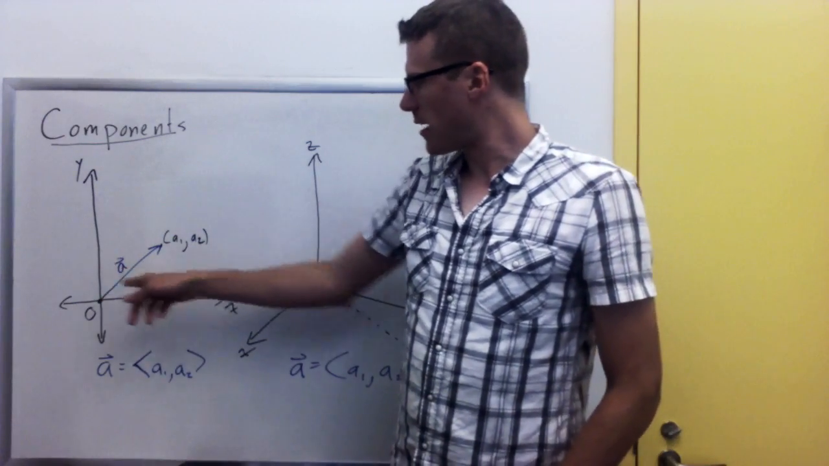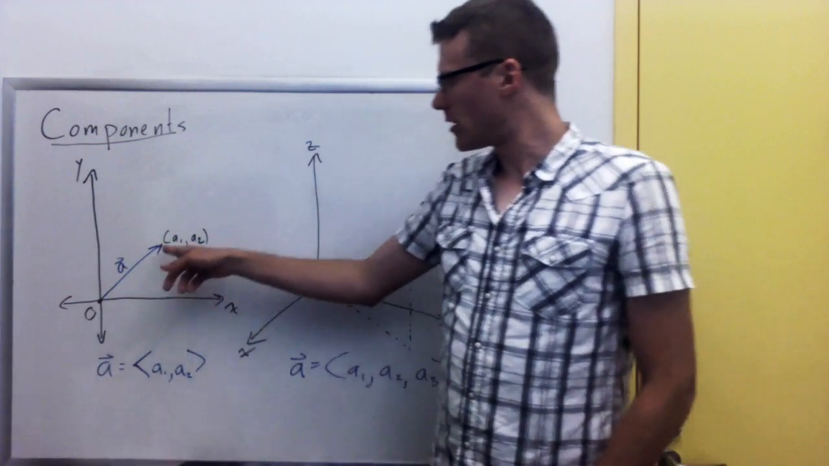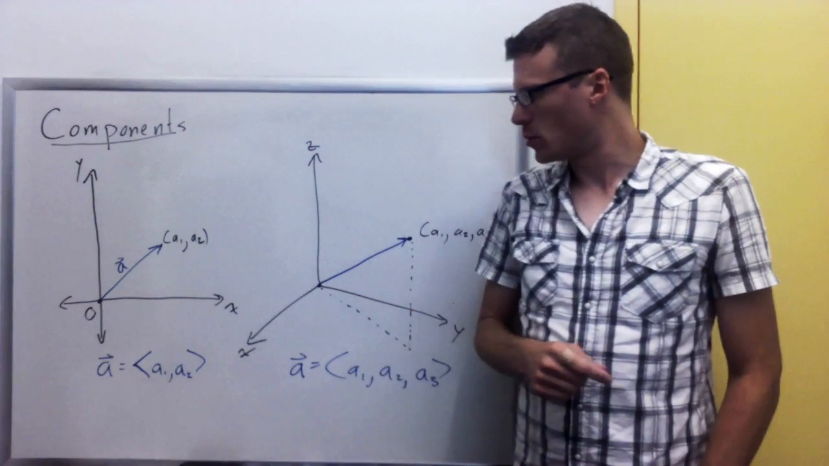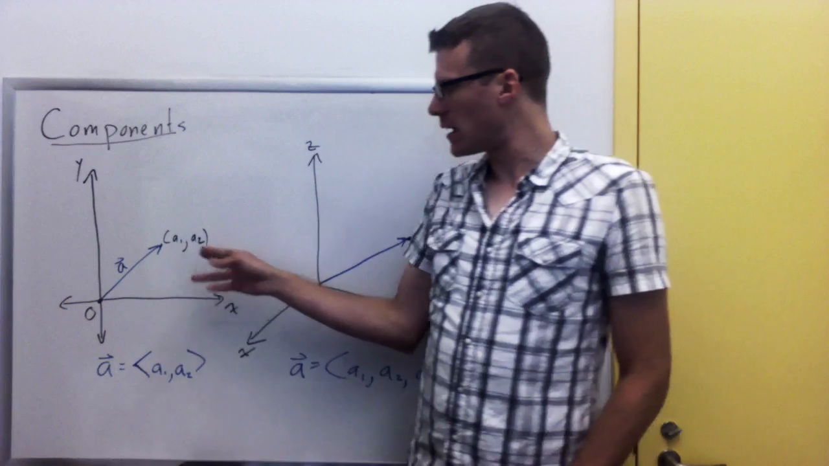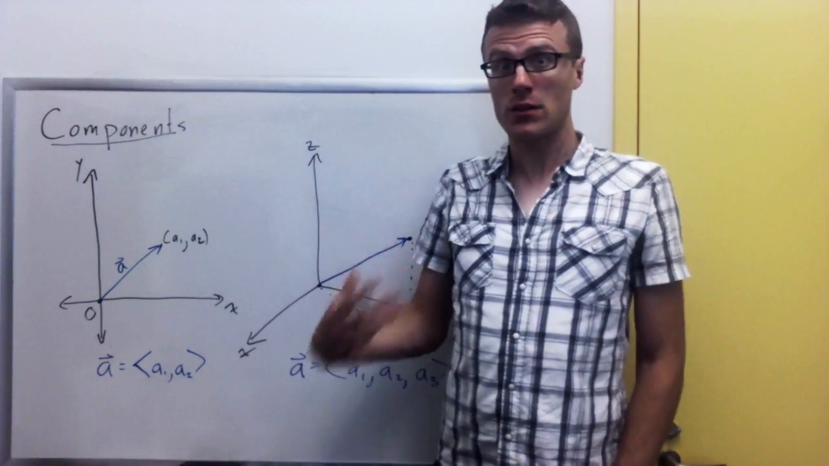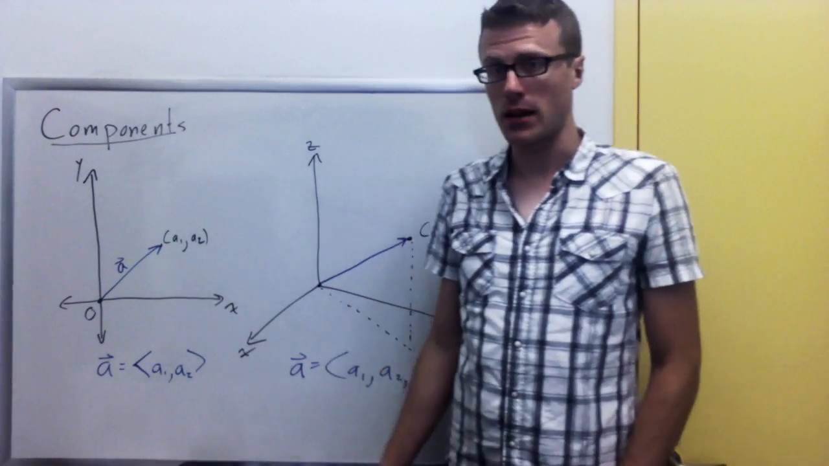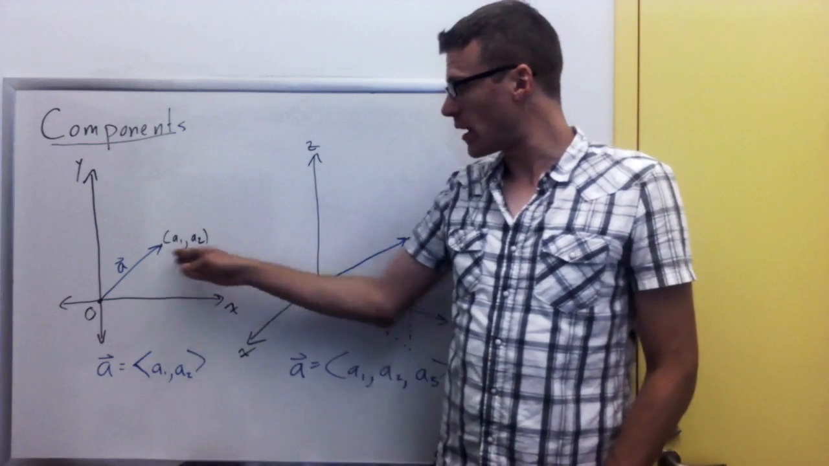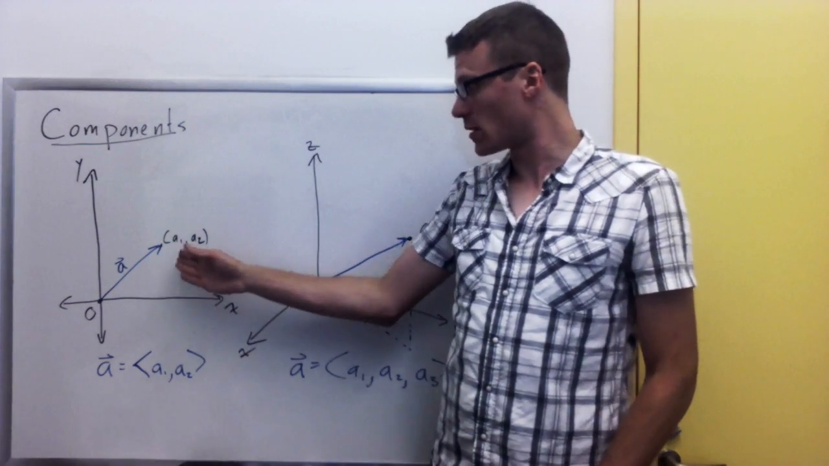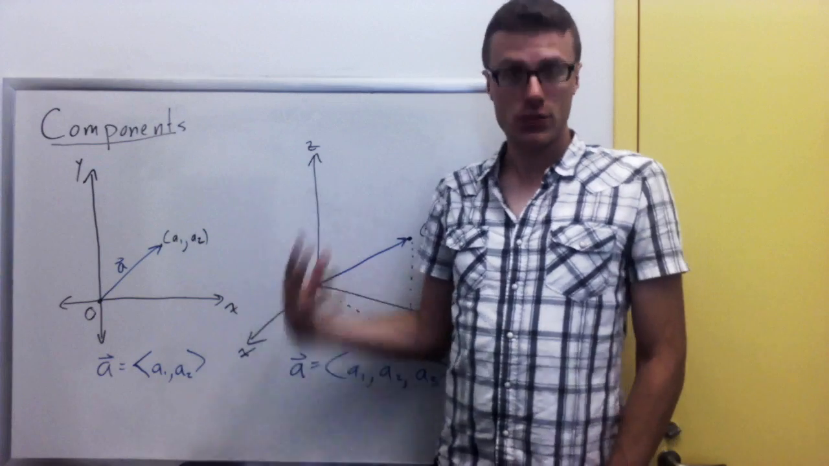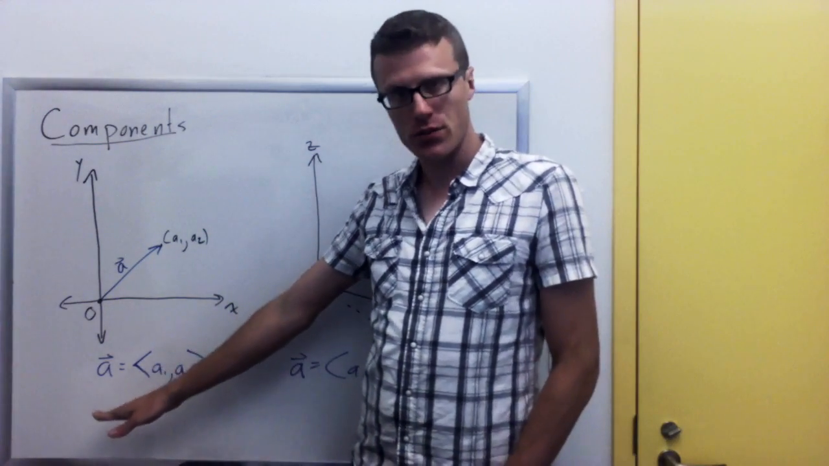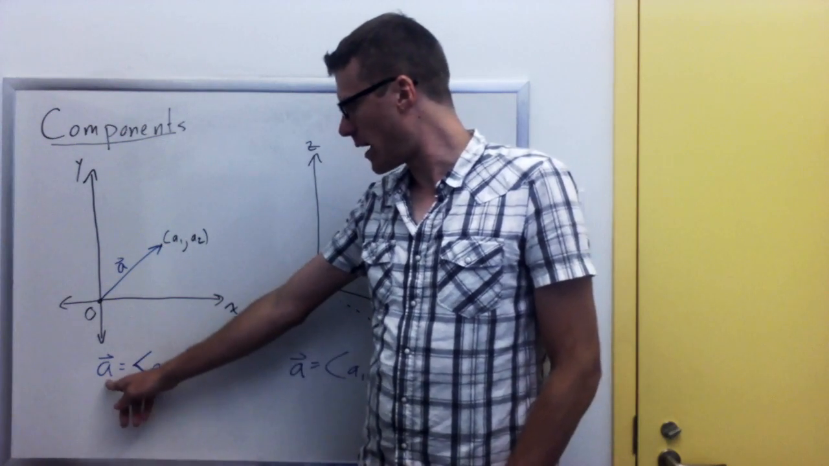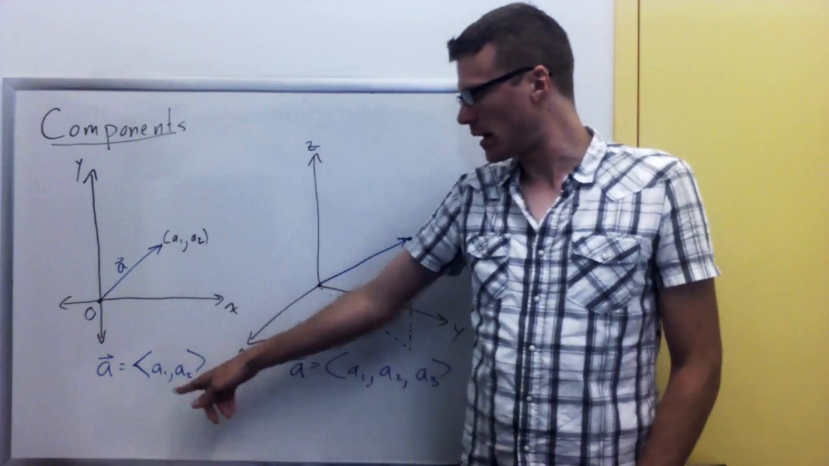So here I've drawn the vector A, and it starts at the origin. That's its initial point, and its terminal point is at the point A1, A2. Well, this terminal point is uniquely determined by the initial point being at the origin. So these coordinates A1, A2 serve to uniquely identify this vector. So we call those the components of the vector. So A is equal to A1, A2.